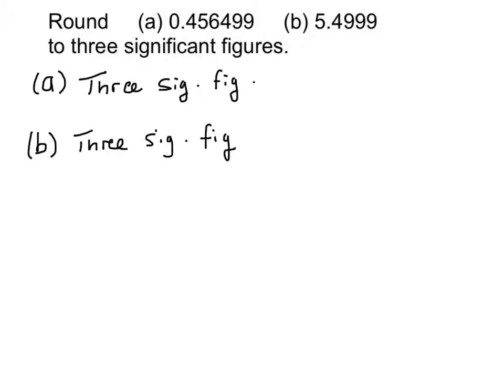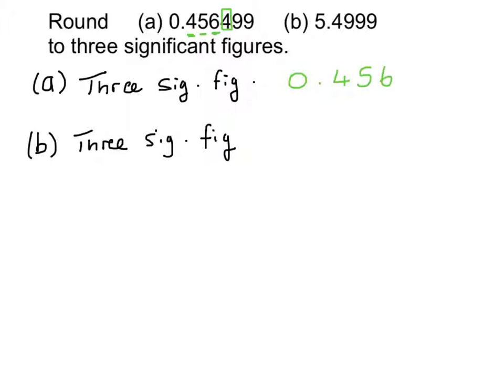Okay, let's look at the solution for A. I want to round it to 3 significant figures, so if I highlight the 3 significant figures, you start counting from the first non-zero digit. The first non-zero digit is a 4, so that's the first, the second, and the third. To round it to 3 significant figures, I go to the figure to the right of it, which is a 4. That number is less than 5, so I just leave the 6 alone. So the answer to 3 significant figures for part A is 0.456.